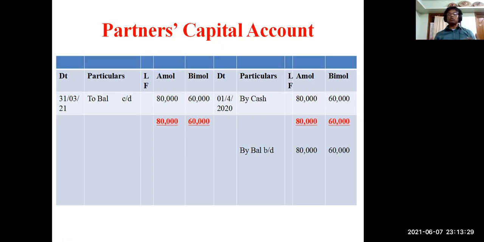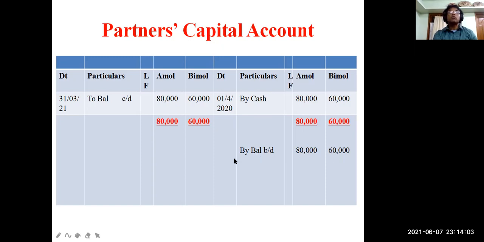If it is, suppose, an existing business that has been running for a long time, then this is the balance, and it will be by balance BD here. But it's a fresh business, starting on 1st April 2020, so you have to write by cash here. Journal entry: cash account debit to capital. Then on the left side, you write to balance CD after 1 year, 31st March 2021. One year is gone now. So it will be to balance CD, and total both sides. And then here by balance BD.